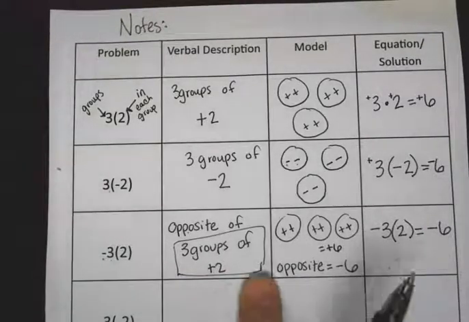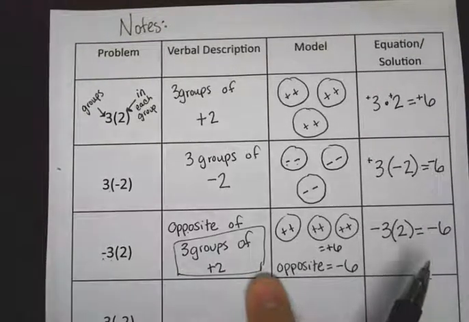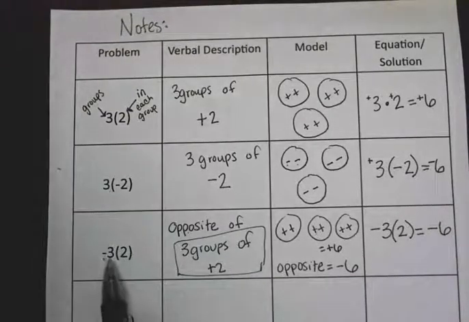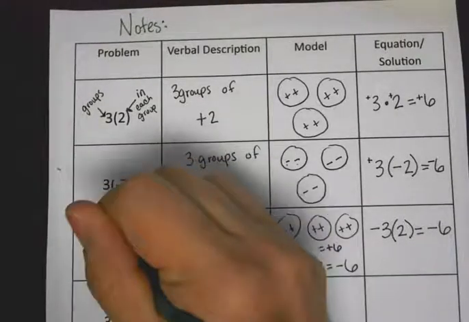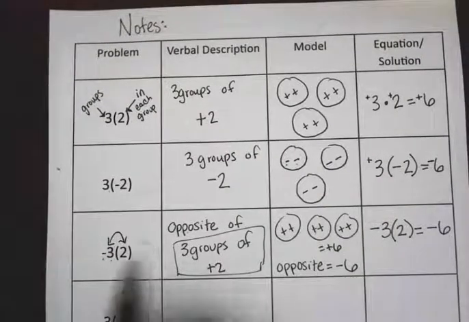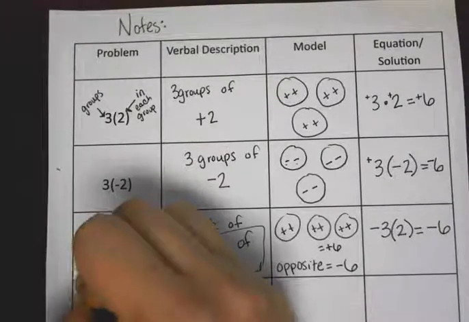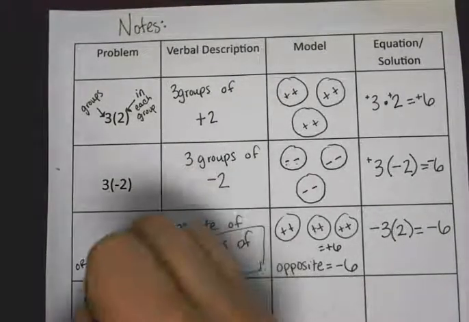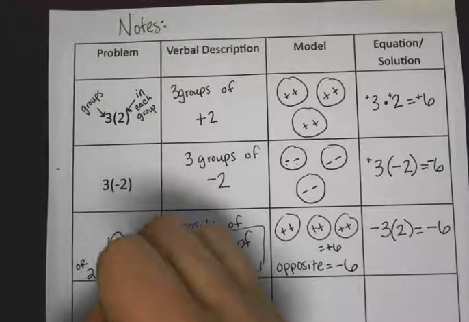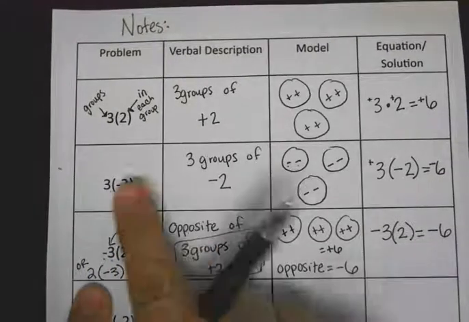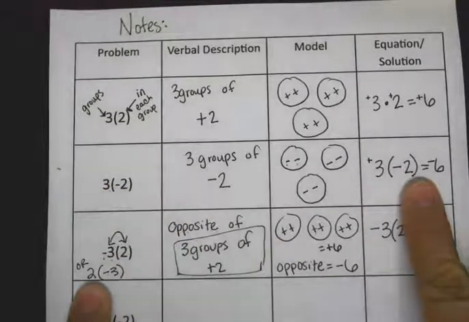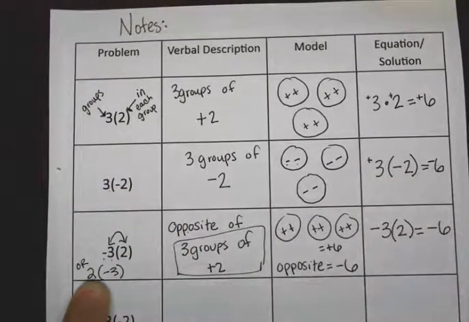Now this is not the only way to do this problem. As you learned already with our properties, multiplication is commutative, which means that I can switch these two, and as I switch them, I could rewrite them. So that could also be written as two groups of negative 3. And then I would go back to the way I modeled this one, and I would model two groups with 3 negatives in each one.